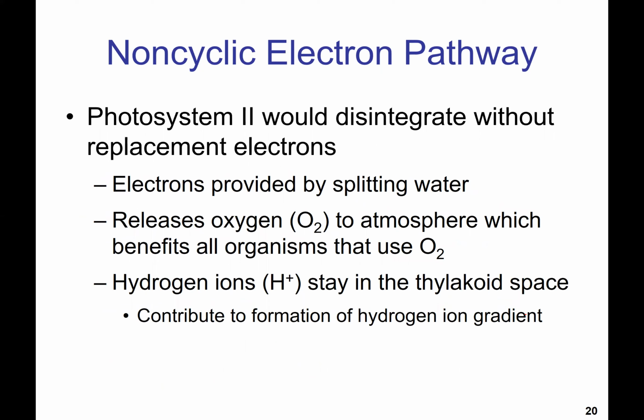Photosystem 2 would not work without replacement of electrons, and that is caused by the splitting of water, so water has to go into the light reactions. That's where we get that hydrogen, and oxygen is going to be released.